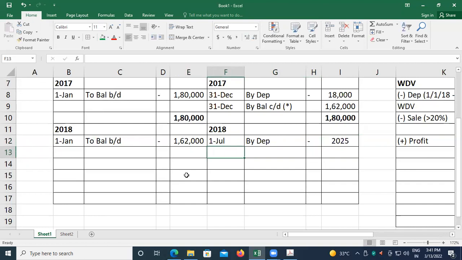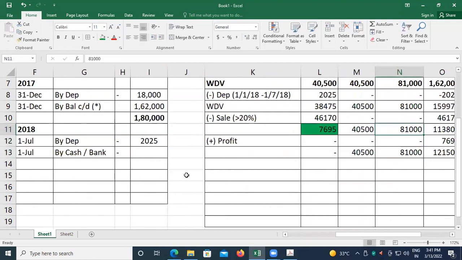Next, immediately what happened now? We have sold the asset. Remember, selling price is equal to cost price plus profit. Remember always, selling price is equal to what? Cost price plus profit. So on 1st July we charged the depreciation. Immediately on 1st July, we have sold the asset also. When we are selling the asset, what will come? By cash or bank account. So what is the value of the asset which we sold? Let us see here. Can you see here, everyone? We sold the asset for 20% more than book value, which is nothing but 46,170. So let us write here 46,170 is the selling price.